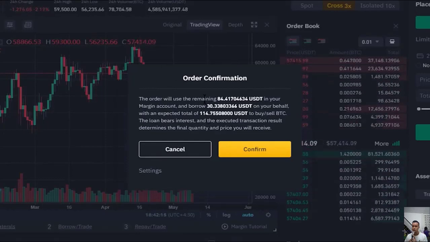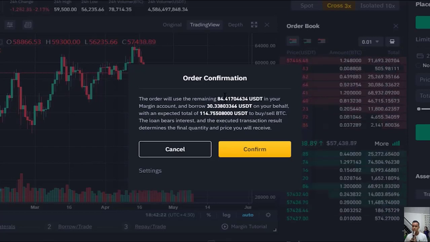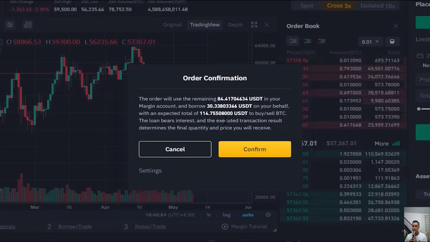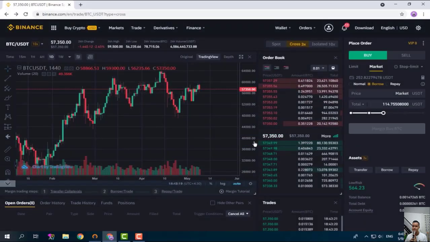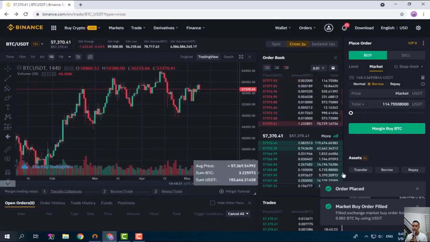It says that this order is going to use our initial fund of 84 USDT and it will borrow 30 USDT on our behalf for buying 0.002 BTC, which totally costs 114 USDT. It also reminds us that this loan has interest. We click on confirm and the order is placed successfully.